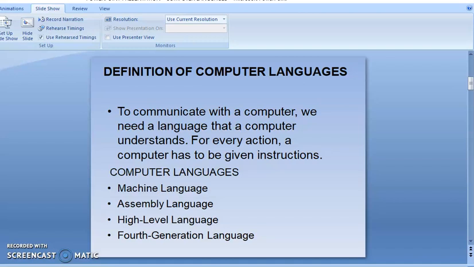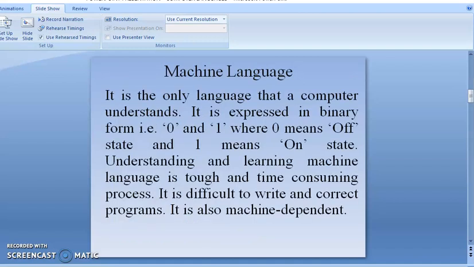Computer languages: machine language, assembly language, high-level language, fourth generation language. Machine language. It is the only language that a computer understands. It is expressed in binary form, 0 and 1, where 0 means off state and 1 means on state. Understanding and learning machine language is a tough and time-consuming process. It is difficult to write and correct programs. It's also machine dependent.